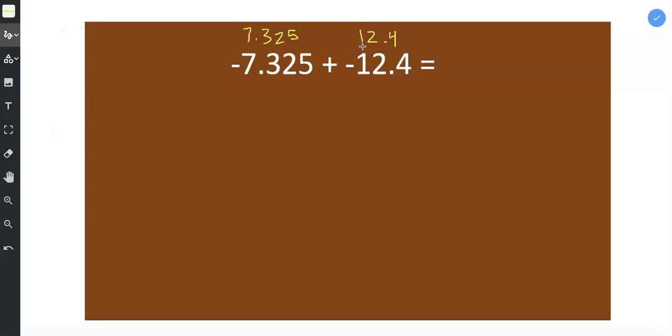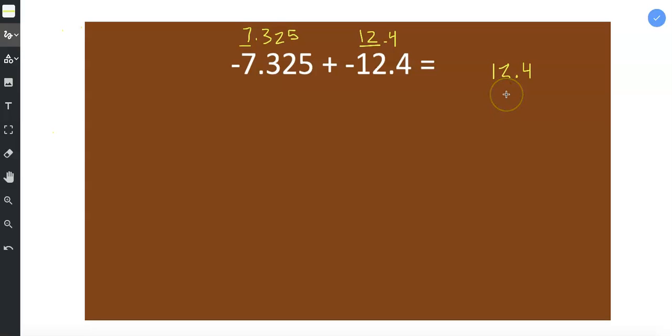12.4 is larger than 7.325. And the reason is because, really I only need to compare the 12 to the 7. The 12 is larger than 7. I don't even have to compare the decimals. Now I know that I need to put the 12 at the top and then the 7 number below it.